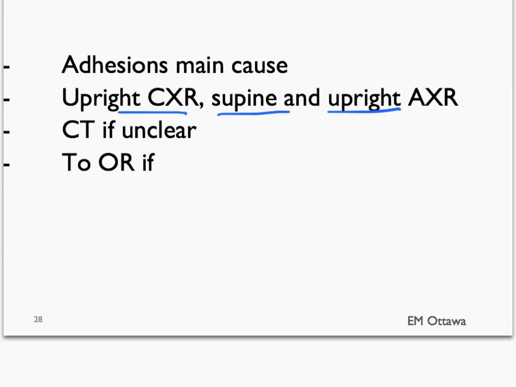If the diagnosis is unclear on the X-ray, CT will be the imaging of choice. Patients with peritoneal signs should be given antibiotics and referred to surgery early on.